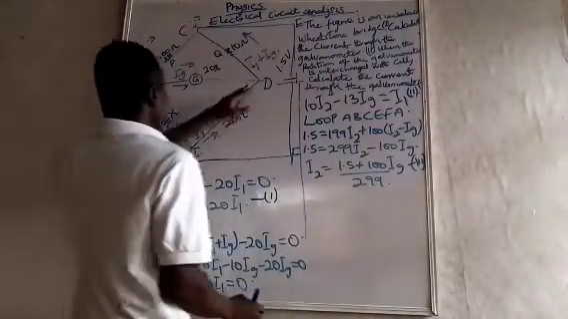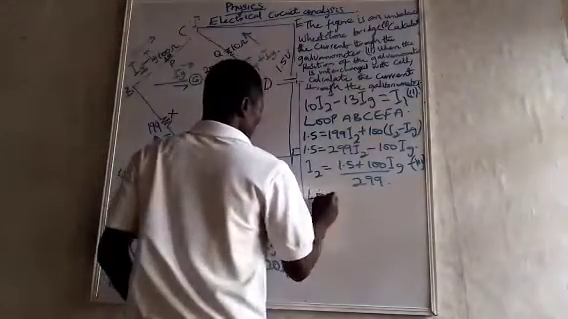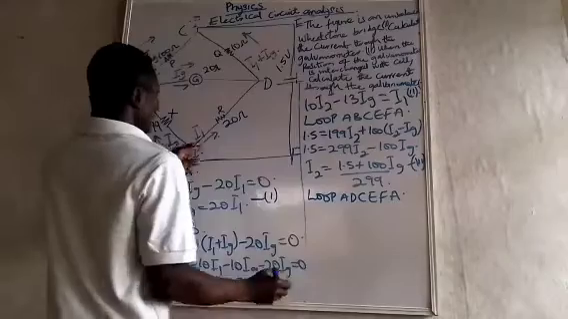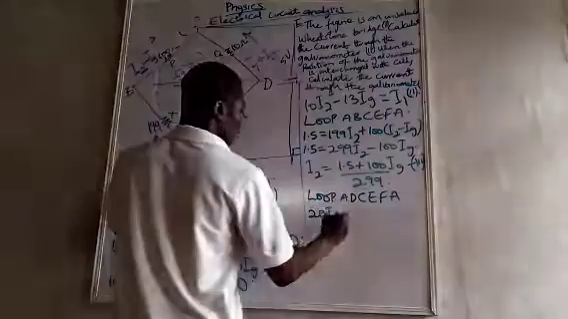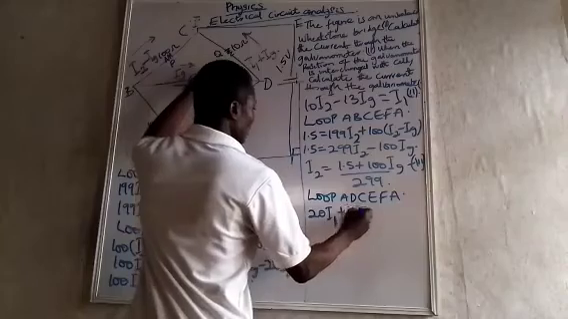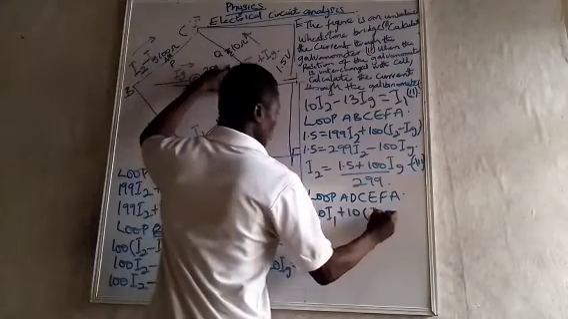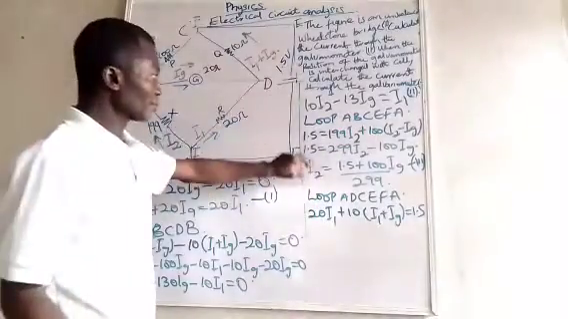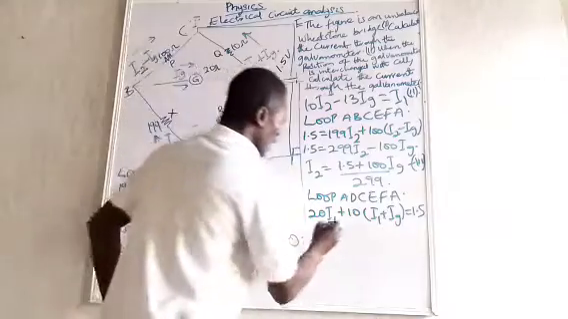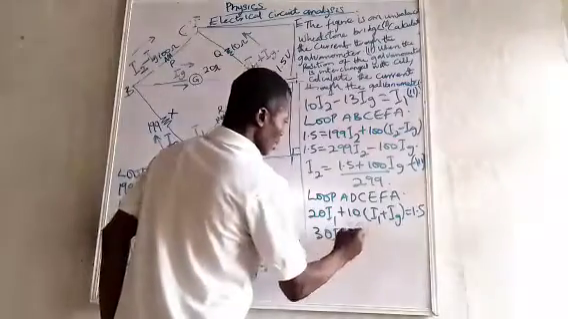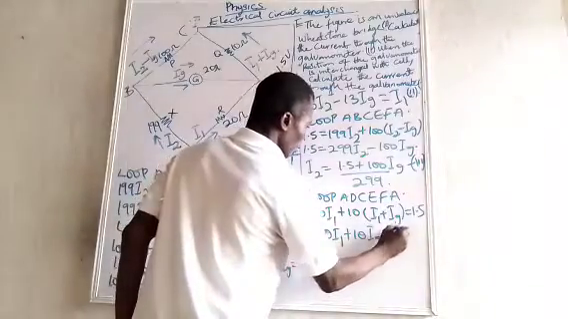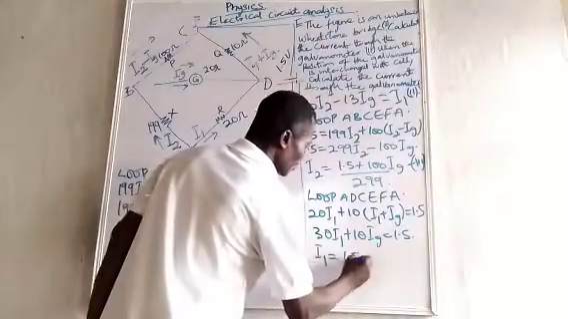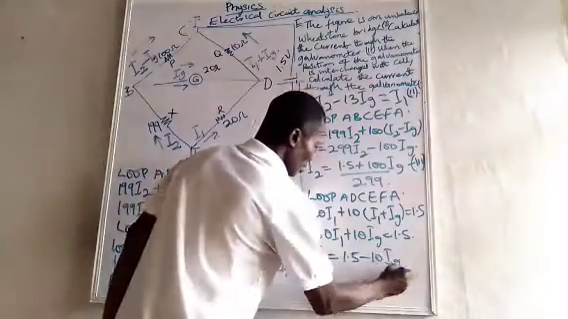Next again, let's look at loop ADCEFA. That means 20 I1 plus 10 into I1 plus IG equals 1.5. This is 1.5 here. So I have 30 I1 plus 10 IG equals 1.5. So I1 is equal to 1.5 minus 10 IG over 30.